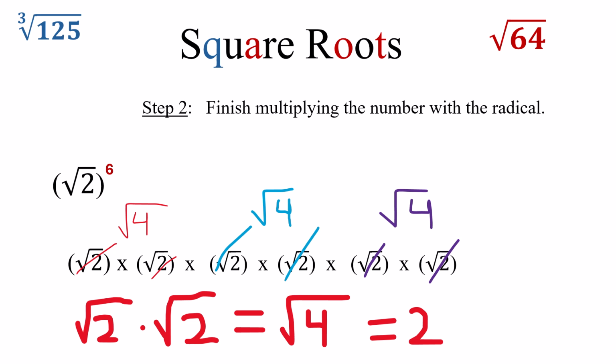So all of these now are square roots of 2's, and you have 3 sets of them. You have a 2 here. Sorry about my equal signs, guys. And you have a 2 here. So you have a 2 here. 2 times 2 is 4. 4 times 2 is 8. So this answer is 8.